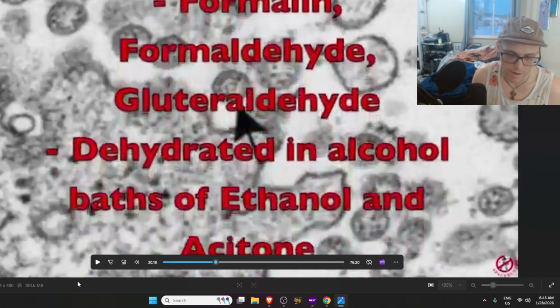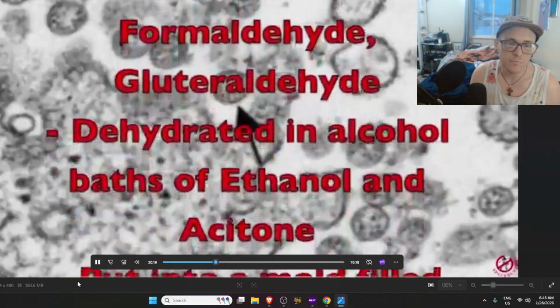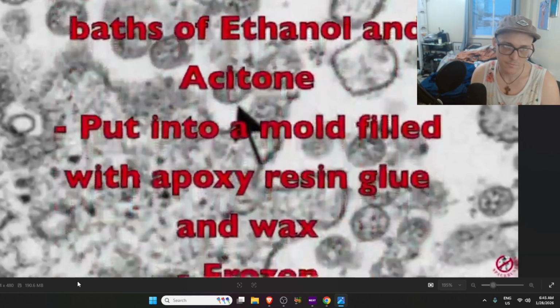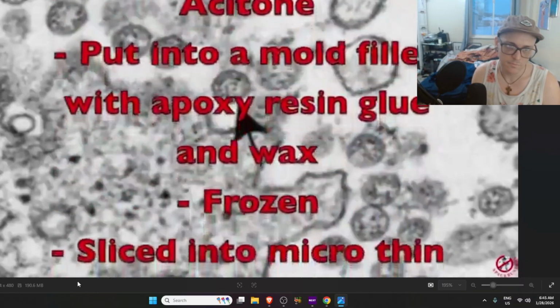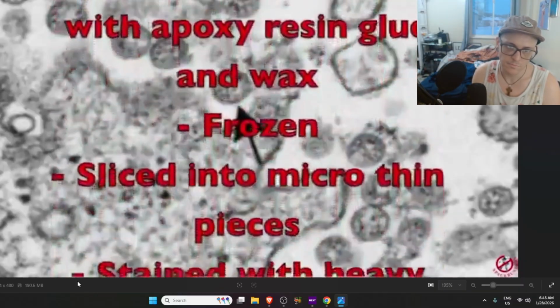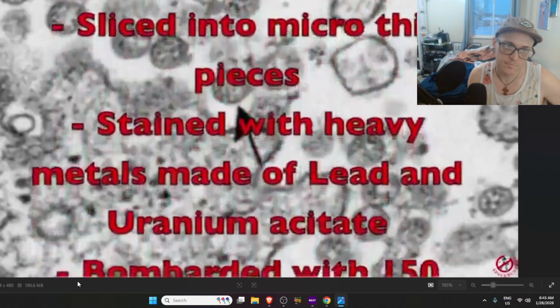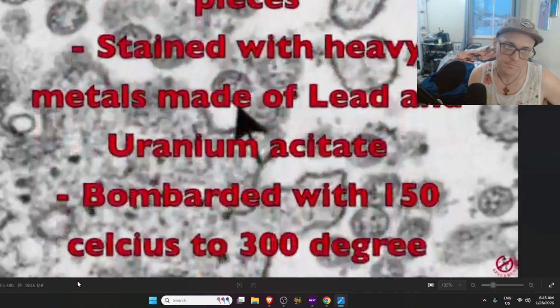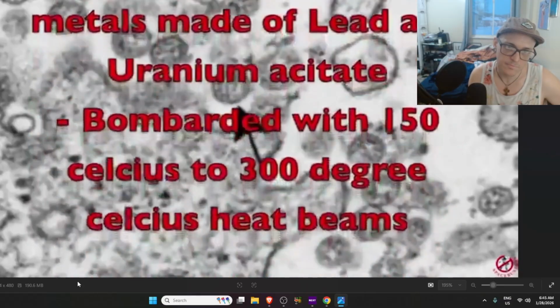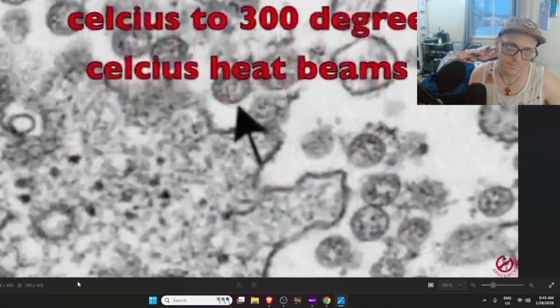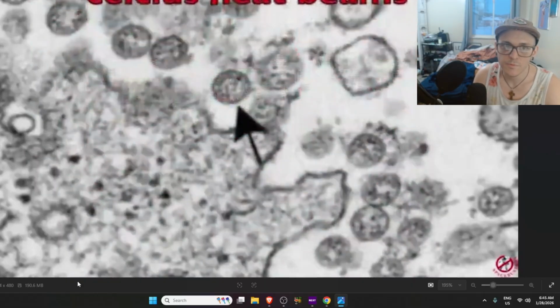Like I said, an amorphous blob of what used to be considered living matter. Acetone to drain water from the tissue sample, then put into a mold filled with epoxy resin, glue, and wax, then frozen to harden it, then sliced into micro-thin pieces, then stained with heavy metals made of lead and uranium acetate, and then bombarded with 150 to 300 degrees Celsius heat beams under an electron microscope to show us.